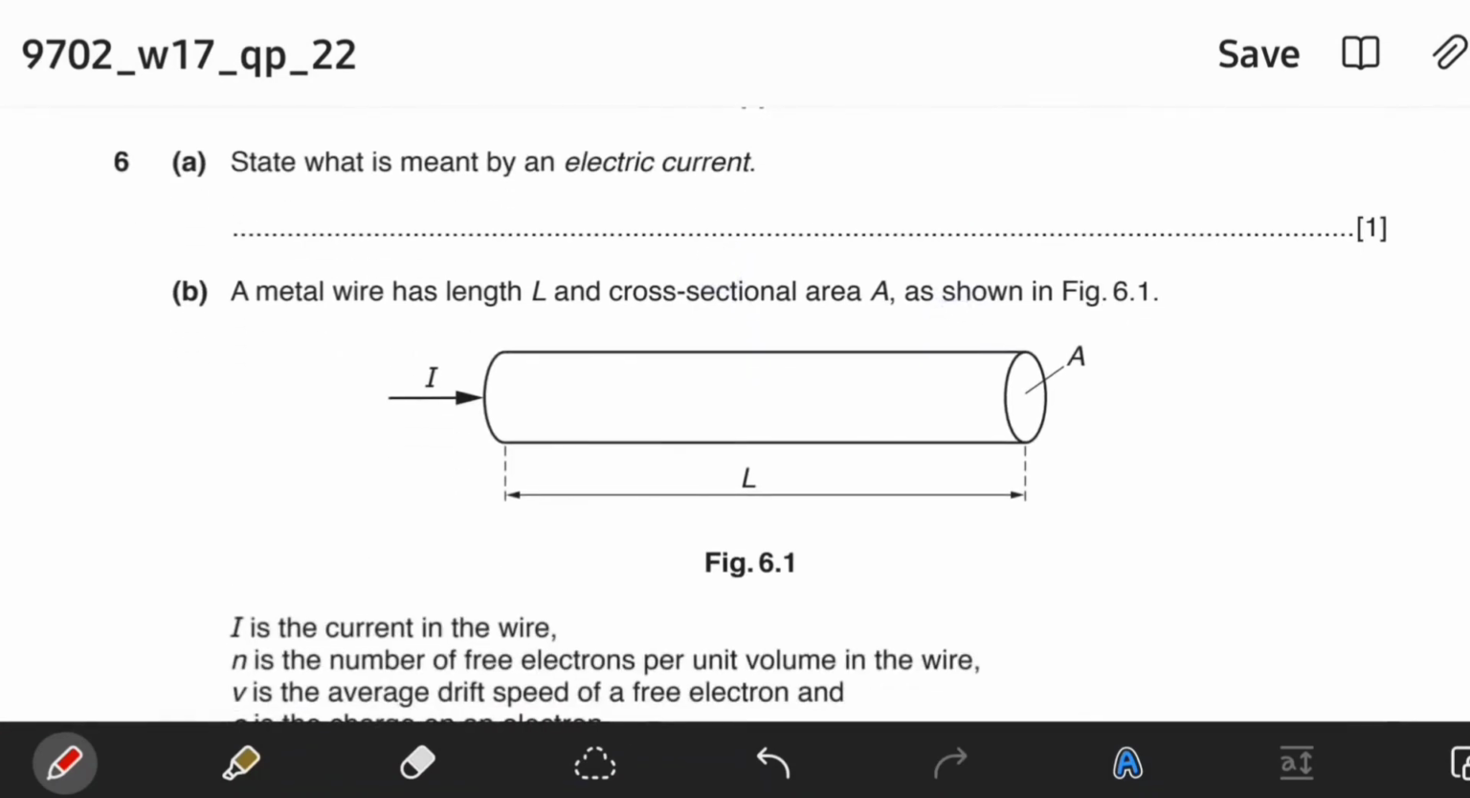State what is meant by an electric current. An electric current is the flow of charge carriers. You need to memorize this.